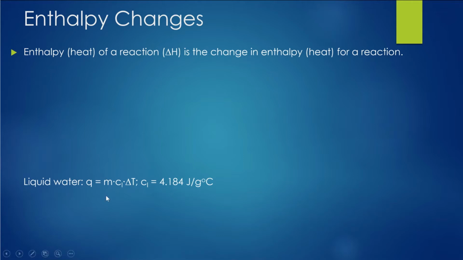For liquid water, we've already seen that Q, again the energy, is equal to the mass times the specific heat of water. I've got the L there to specify it's a liquid, and the change in temperature. We also discussed the specific heat for liquid water is 4.184 joules per gram degree Celsius.